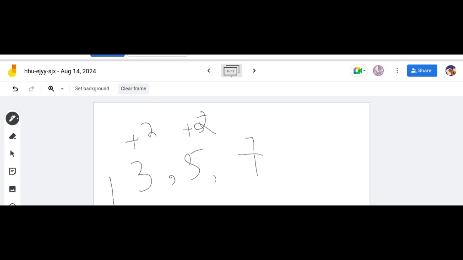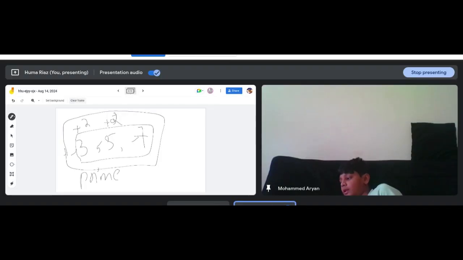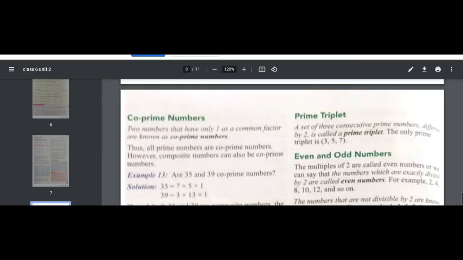So the difference is 2, and we have the only prime triplet, which is 3, 5, 7, and these 3 are called prime numbers. Yes, 3 consecutive prime numbers are called a prime triplet. The basic definition: 3 consecutive prime numbers are called a prime triplet. What is the only example of a prime triplet? 3, 5, and 7. Can you read the prime triplet again? A set of 3 consecutive prime numbers differing by only 2 is called a prime triplet. Yes. The only triplet is 3, 5, 7.